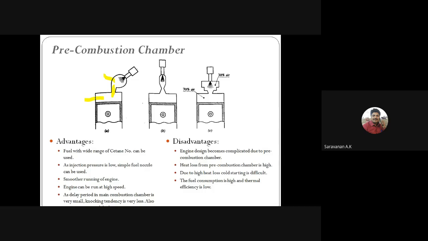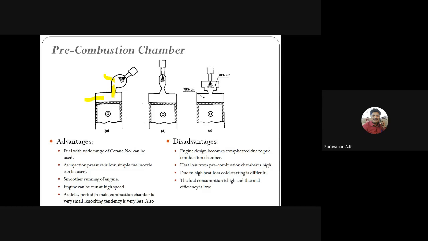This main combustion chamber and the pre-combustion chamber are connected by a small hole. The fuel is injected, and the combustion starts at the pre-combustion chamber. The products of the combustion go through the small hole to the main chamber. With a high velocity, it will generate turbulence as well as air movement, swirl, right?